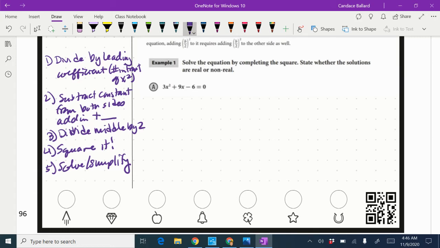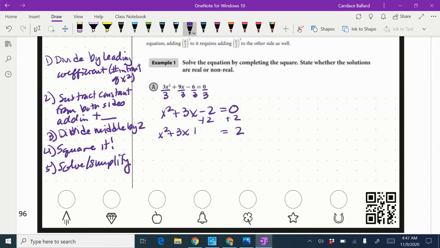So the first thing I notice is that I do have a leading coefficient. So I am going to go ahead and divide every term by that leading coefficient. So I'm going to divide everything by 3. That gives me x squared plus 3x minus 2 equals 0. Now I'm going to add this third term, this constant. Technically, we're subtracting, but we're adding a negative to both sides. So we're going to add 2 to both sides. So we've got x squared plus 3x equals 2.